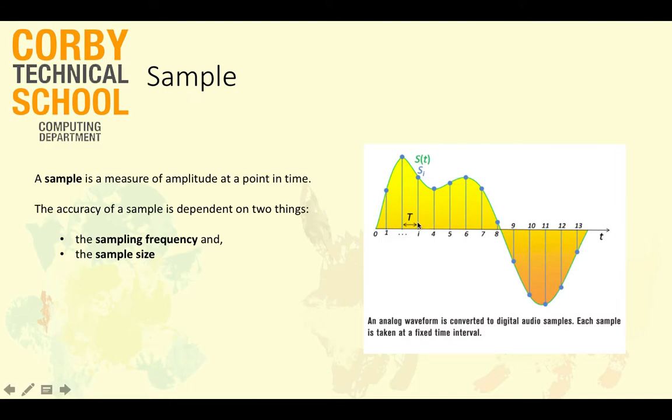As you can see from this picture, we have our continuous analog wave, continually changing over time, and what's changing is the amplitude of the wave, so the height of the wave. At regular intervals, so you can see that each of these samples are taken with the same period of time in between, the height of the wave is recorded. The accuracy of these samples, as in how close they are to the wave and how good a representation they make of the wave, is dependent on two things. The sampling frequency, so how often a sample is taken every second, and the sample size, which represents the number of bits that are used to store each sample.